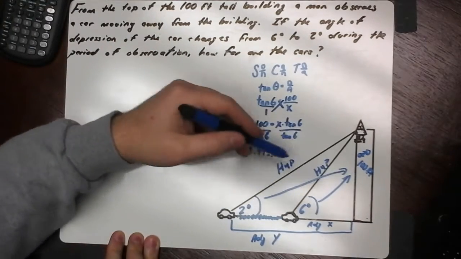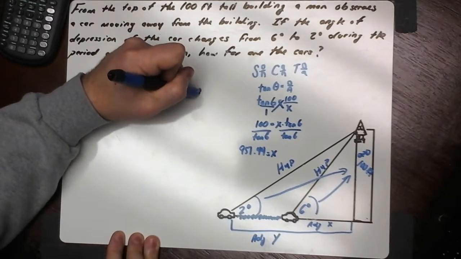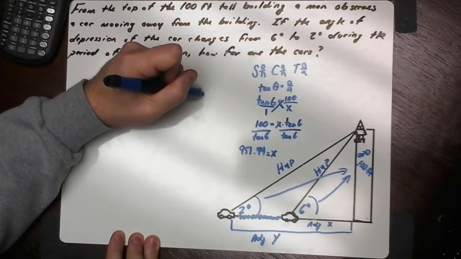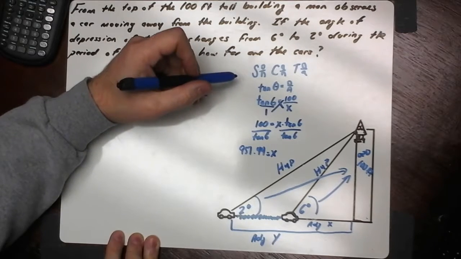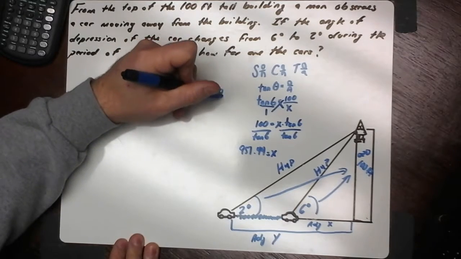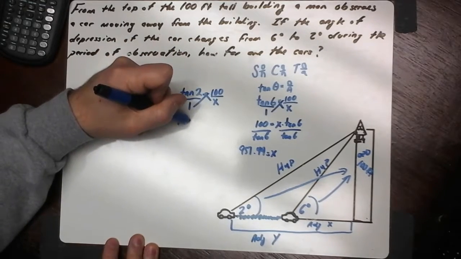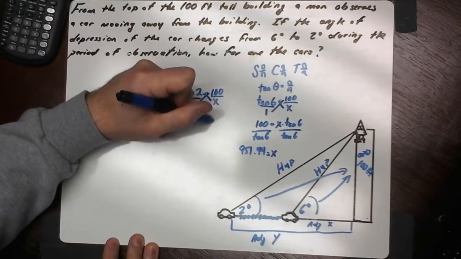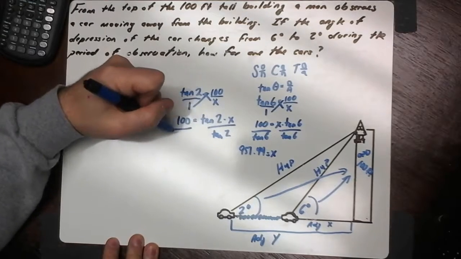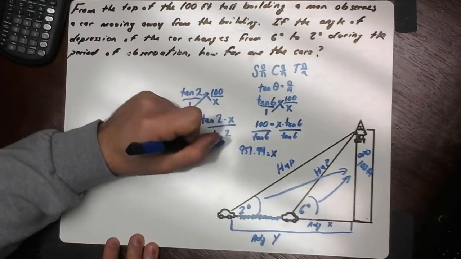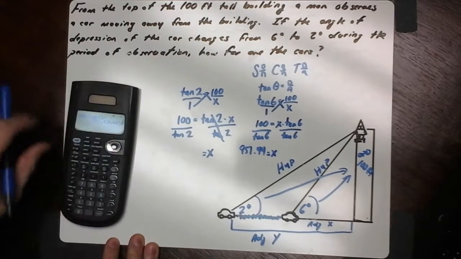So again, it's opposite over adjacent. As I mentioned in the other problem, most double triangles that I've done involve the same trig ratio. In fact, they involve pretty much the same setup. So that's 1. So now I'm going to cross multiply and solve. So I have 100 equals tangent 2 times X. I'm going to divide by tangent 2. Tangent 2 divided by tangent 2 is 1. Now we have to see what 100 divided by tangent 2 is.